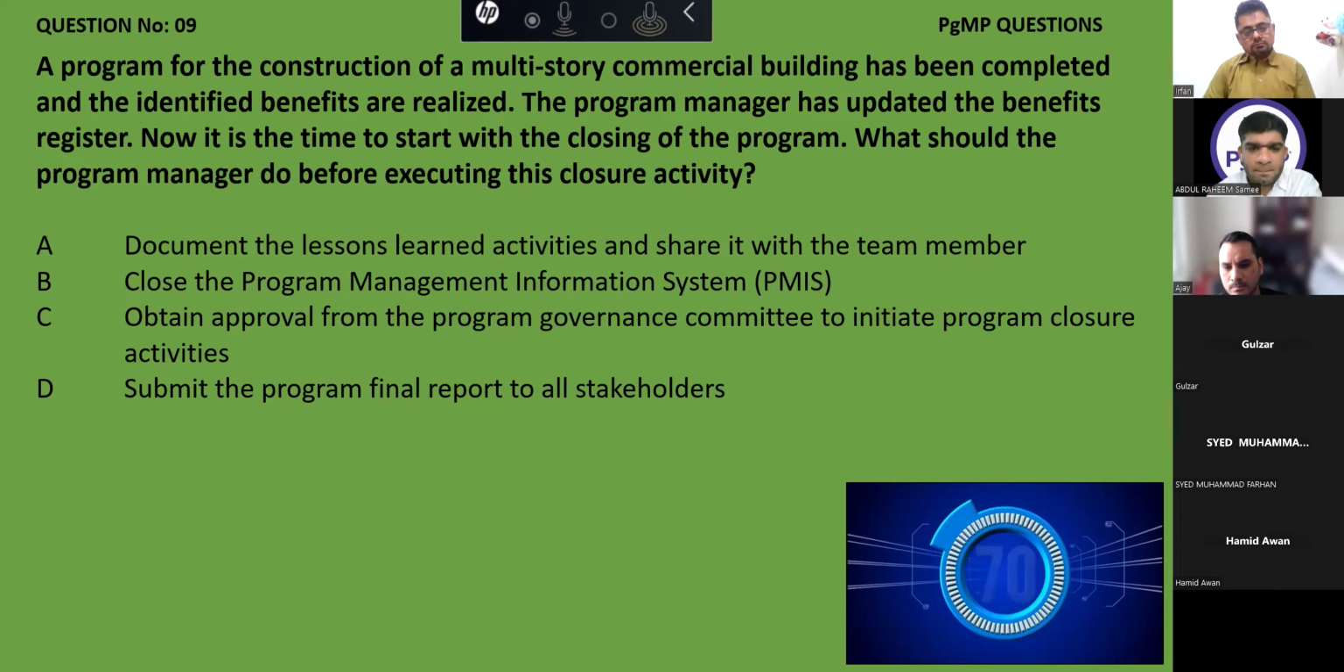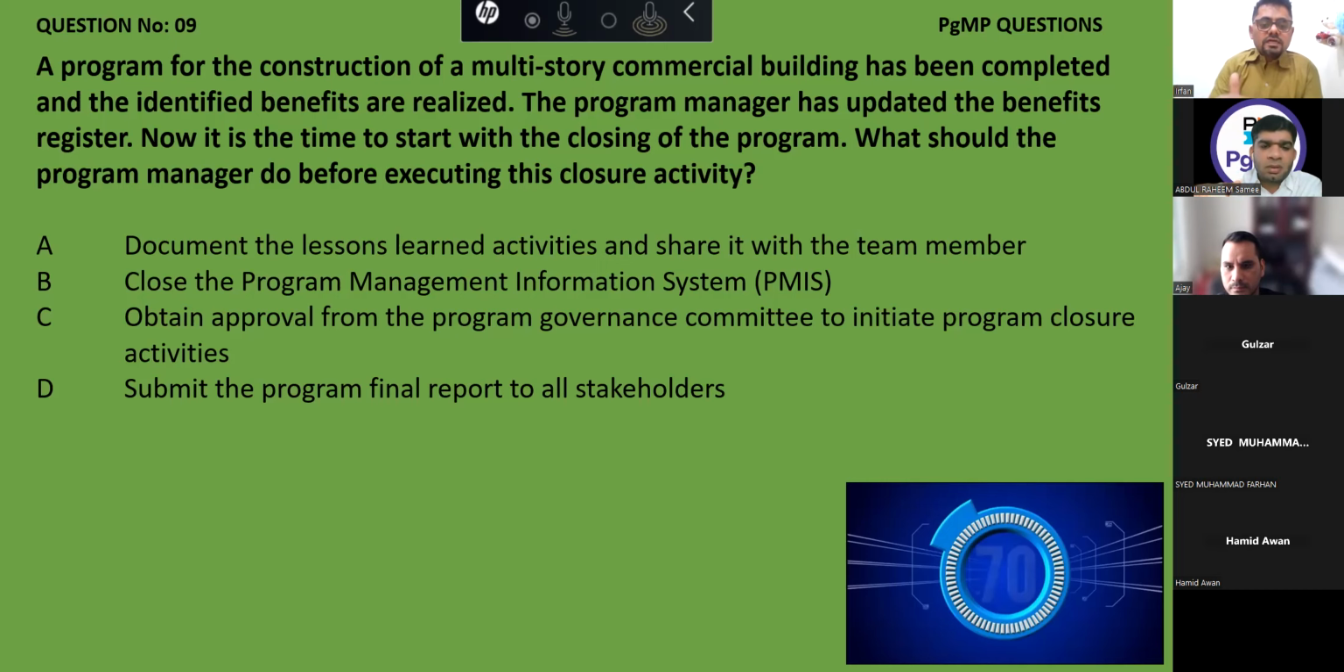Yes, Mr. Irfan. Report, then lesson learned, then archive information. Am I correct for this sequence? My sequence: first final report, then lesson learned, and last one archive information. Am I correct? No. The submission of the program final report is at the end, because this final report contains everything. You cannot submit the final report and then make the lesson learned, because lesson learned is also part of the final report.